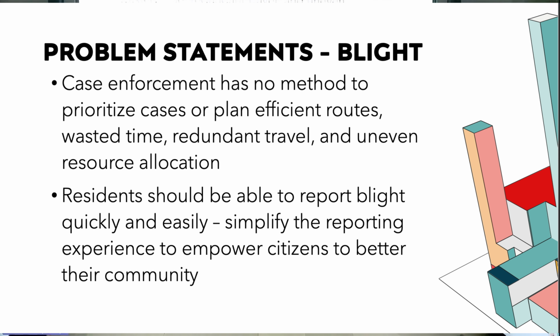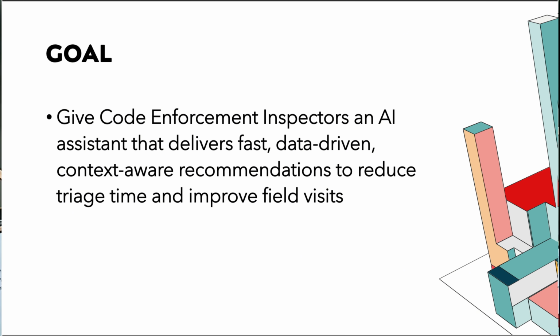So when we were thinking about the blight problem as a whole, there were two problems that we wanted to address. The first one being case enforcement has no method to prioritize cases or plan efficient routes: wasted time, redundant travel, and uneven resource allocation. The second being residents should be able to report blight quickly and easily, simplify the reporting experience to empower citizens to better their community. Our goal was to give code enforcement inspectors an AI assistant that delivers fast, data-driven, context-aware recommendations to reduce triage time and to improve field visits.